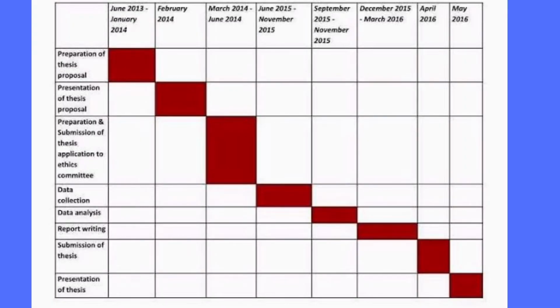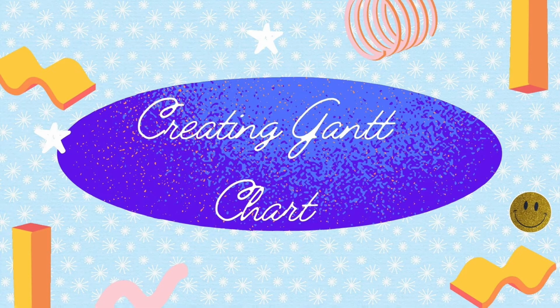This photo is an example of a Gantt chart that shows activities, time, and the duration of conducting the activities. The next one is what we should consider in doing our Gantt chart.